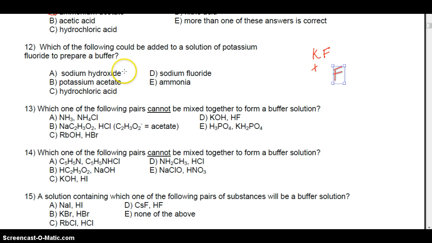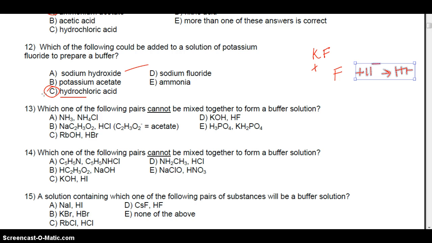What we need is the acid, right? So adding a base is not going to help. Adding potassium acetate, not going to help. Adding sodium fluoride, not going to help. Adding ammonium, not going to help. Again, a sneaky way to get your acid, they're going to add the HCl, which will interact with the F minus and actually make HF for you. So that would produce HF. So correct answer, C.